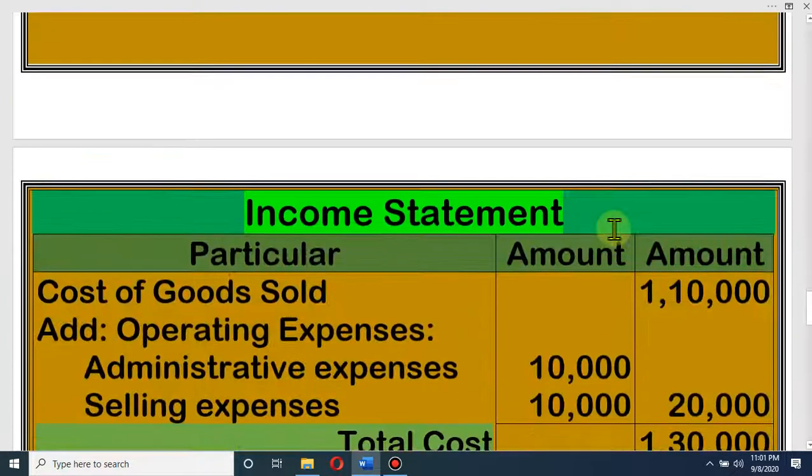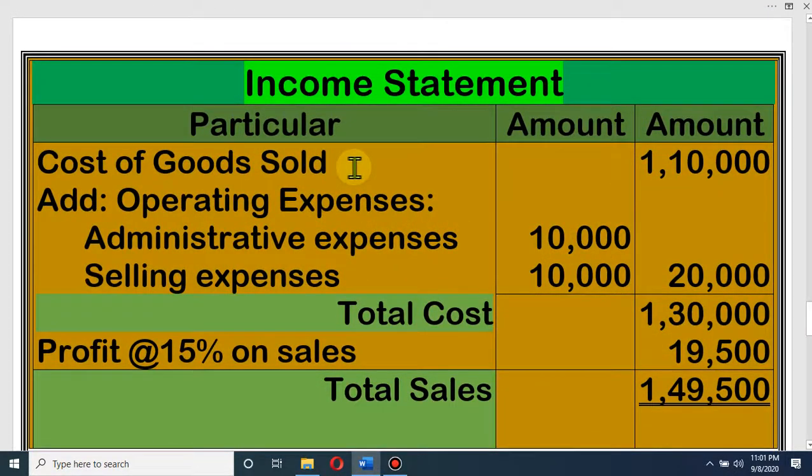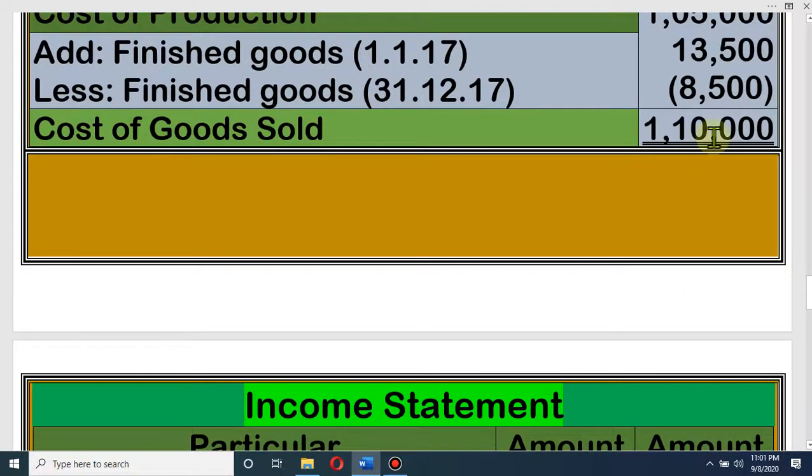Now, last step, income statement. To find out the profit or loss, income statement. We can find out sales also from the income statement. Dear student, the first element, if you can remember the formula, at first you have to write cost of goods sold. Dear student, cost of goods sold from requirement B, it is 1,10,000.